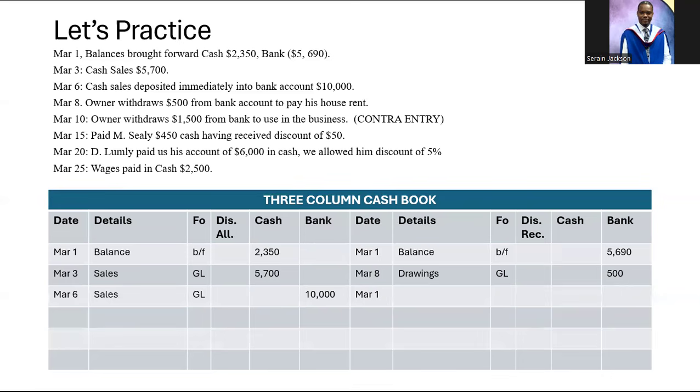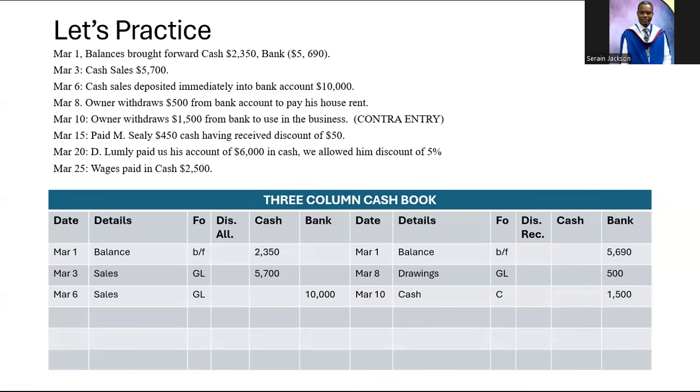So March 10, in the details column, you will put where the money is going. It's going to the cash account. In the folio column, you'll put a C to indicate that it's a contra entry. And you now put the money in the bank column because that is where the money is coming from, $1,500. But you're not finished.